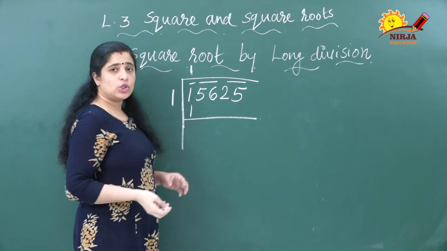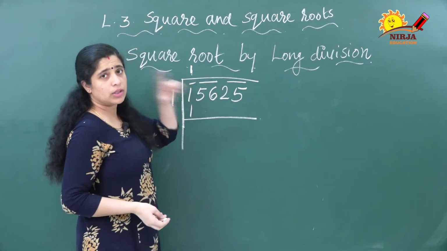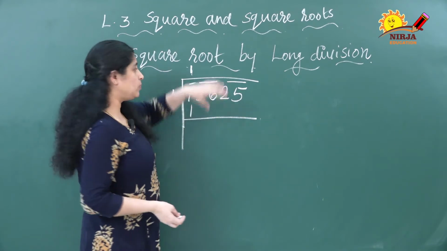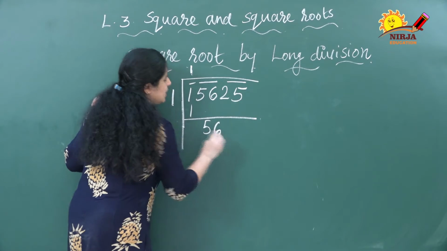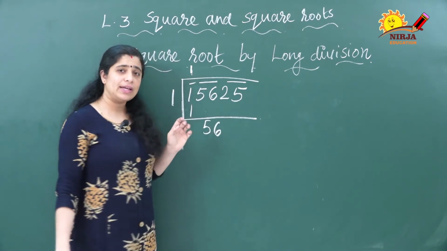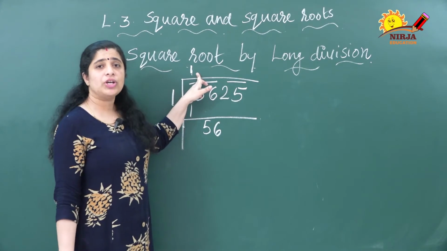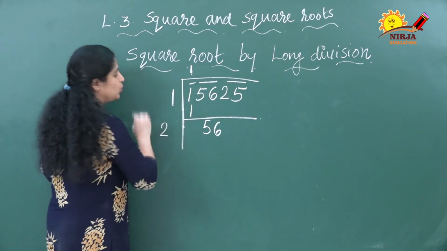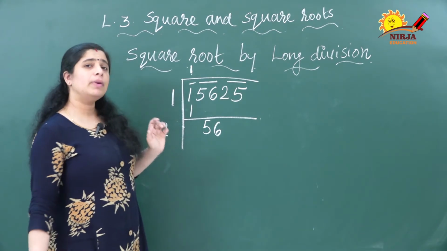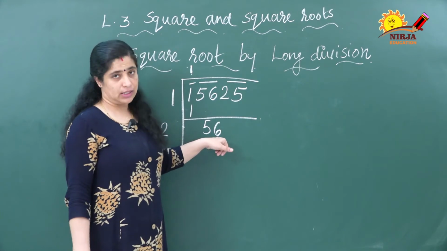And then next you have to keep the whole pair. Already we told that not the one number, you have to keep the whole pair down. So I am taking 56 here. And what was the next step? Yes, you have to multiply the quotient by 2. 1 multiplied by 2, you will get 2 here. Now next number you should assume. So here it is 6.